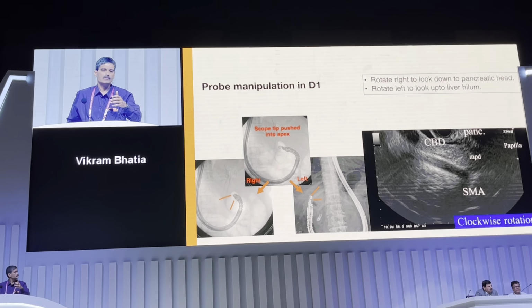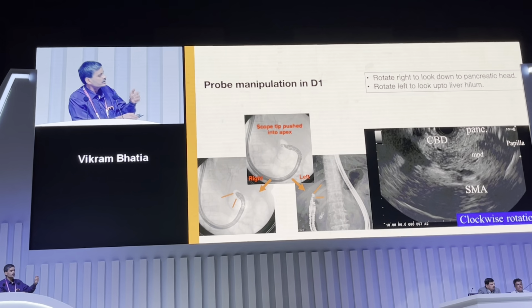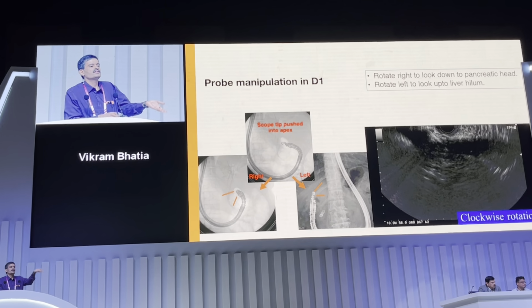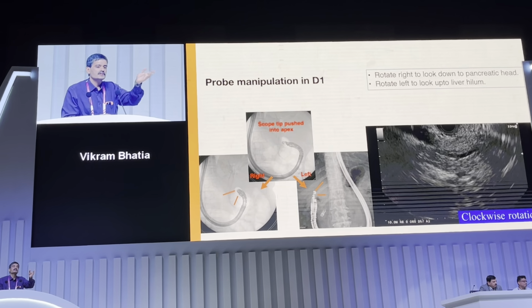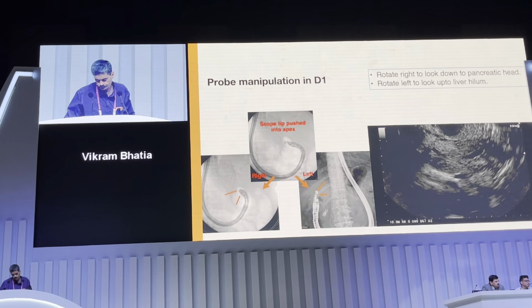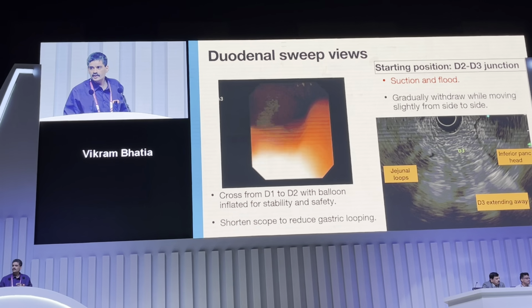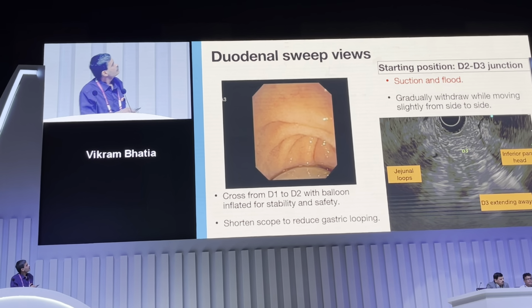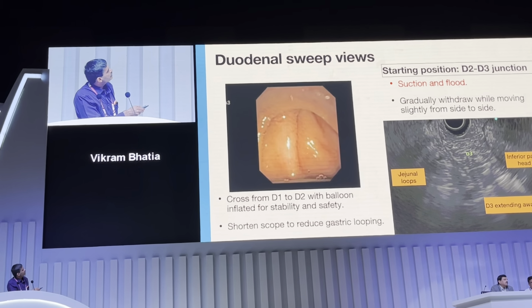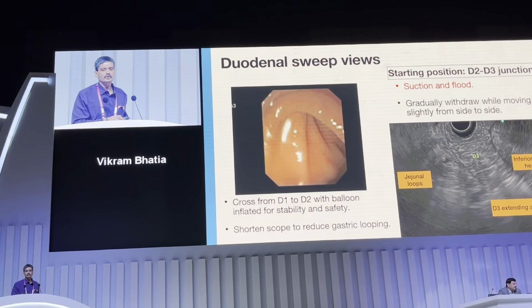If you are to look upward to the hilar like this, you rotate to the left, when the imaging plane is actually looking from below upwards, as if I am looking at the roof above. Now for D2, I'll just take 2 more slides. For D2, you gradually go down like you do with a duodenoscope.